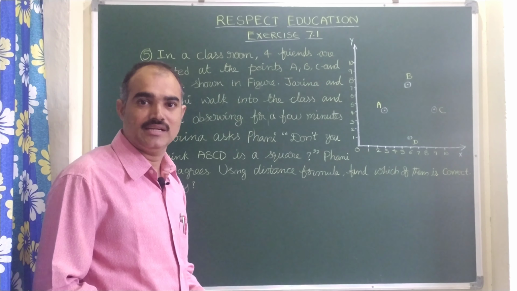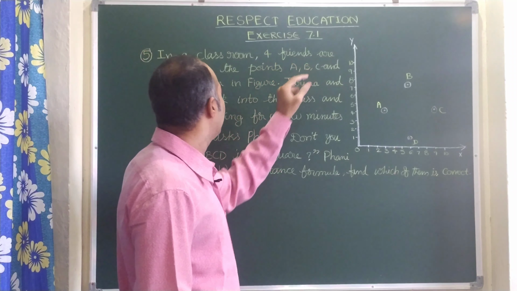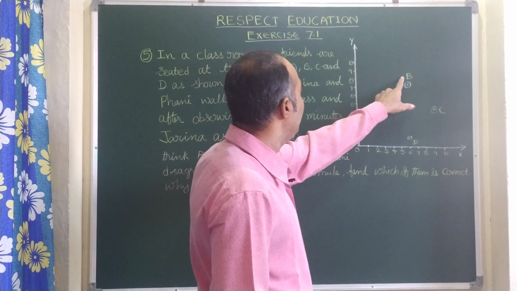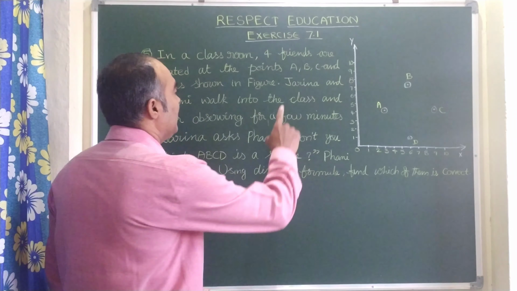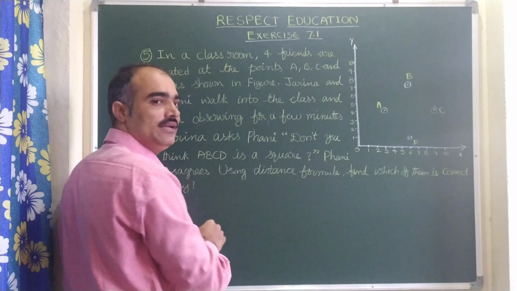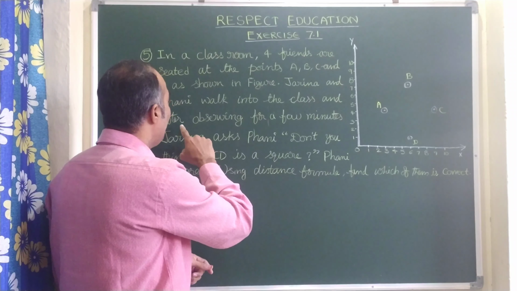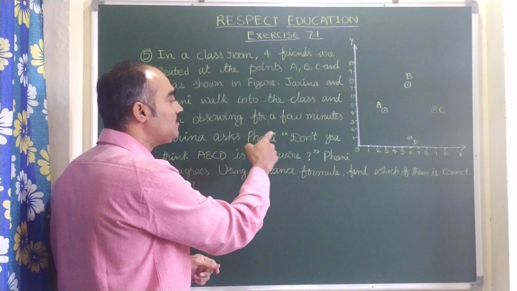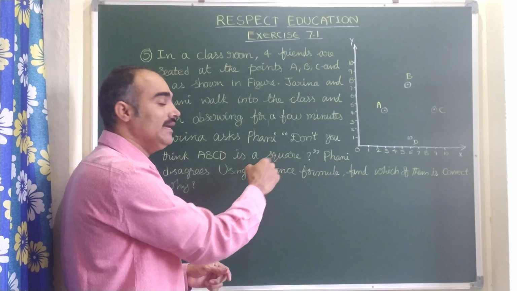Now let us see the next question, that is question number 5. In a classroom, 4 friends are seated at the points A, B, C and D as shown in the figure. Two students named Jarina and Funny walk into the class, and after observing for a few minutes, Jarina asks Funny, don't you think ABCD is a square?